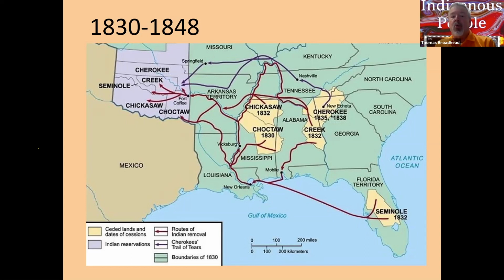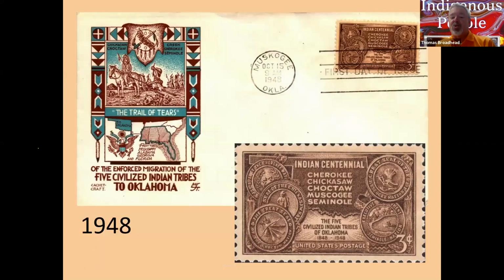An enormous loss of life, and it has become known as the Trail of Tears. And in 1948, the US issued a stamp. The stamp very benignly says that it was just the arrival of the 5 civilized Indian tribes in Oklahoma.